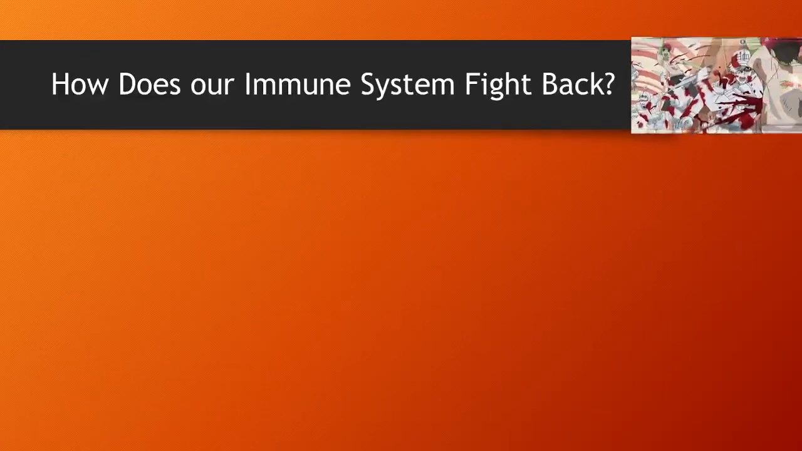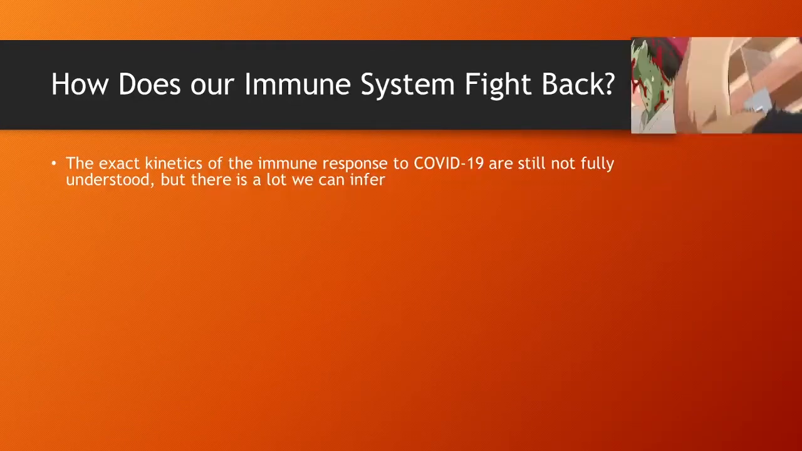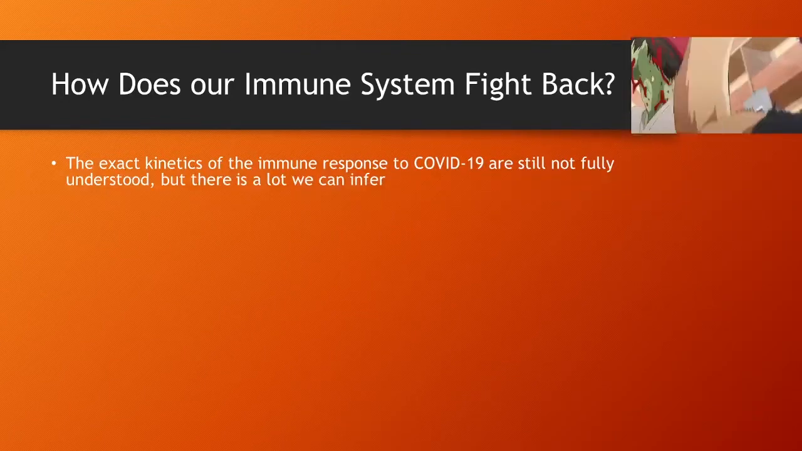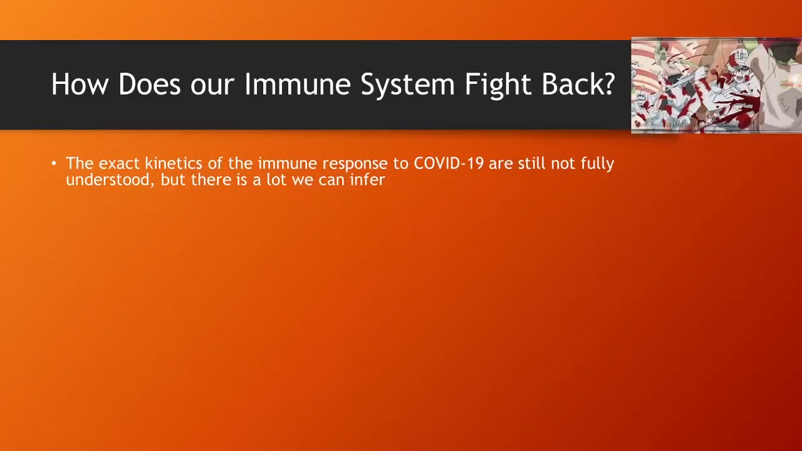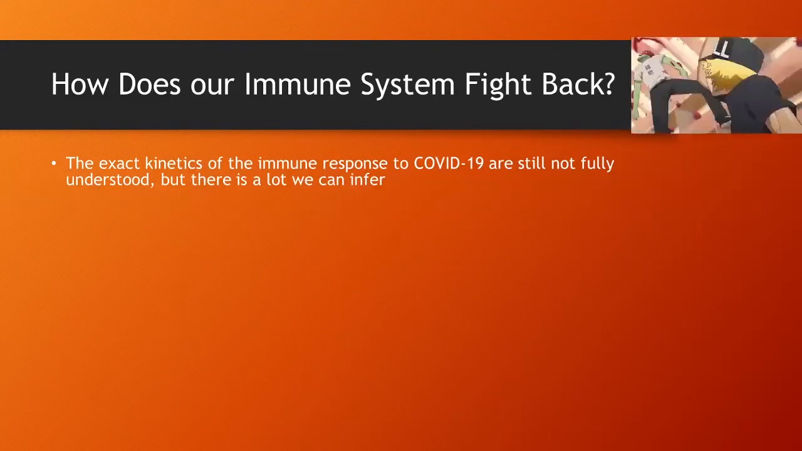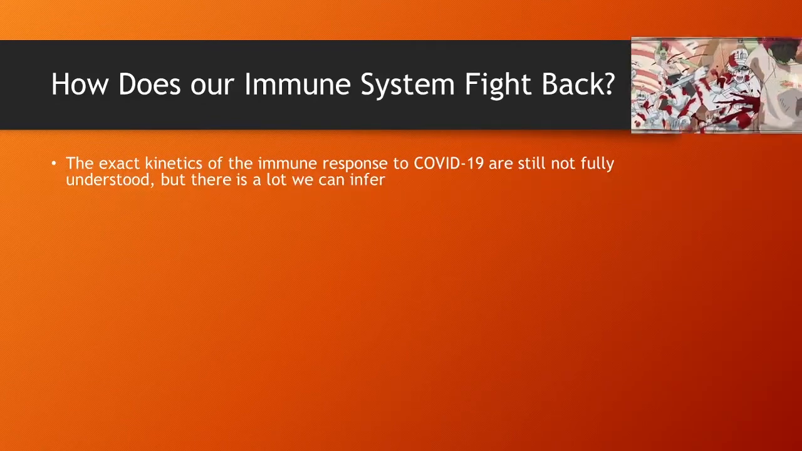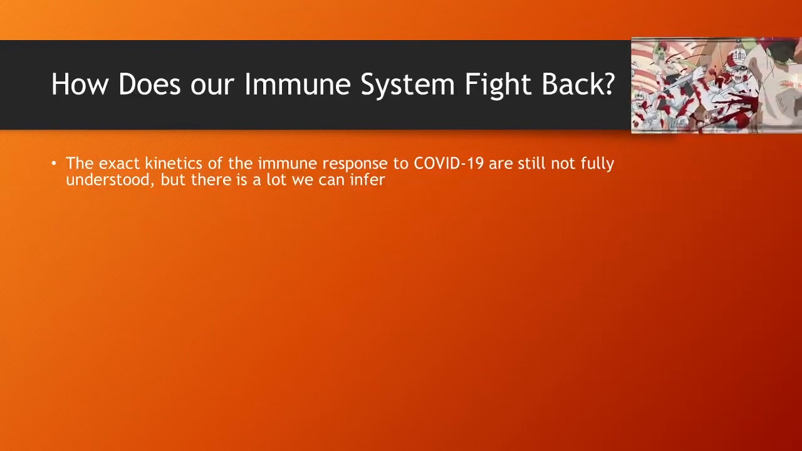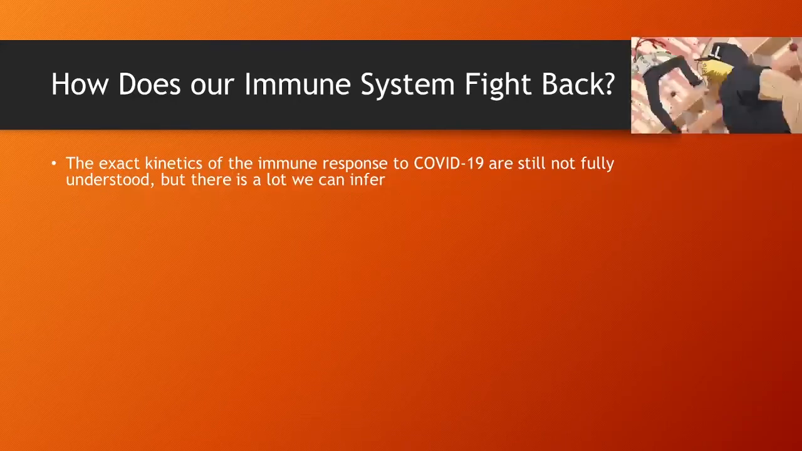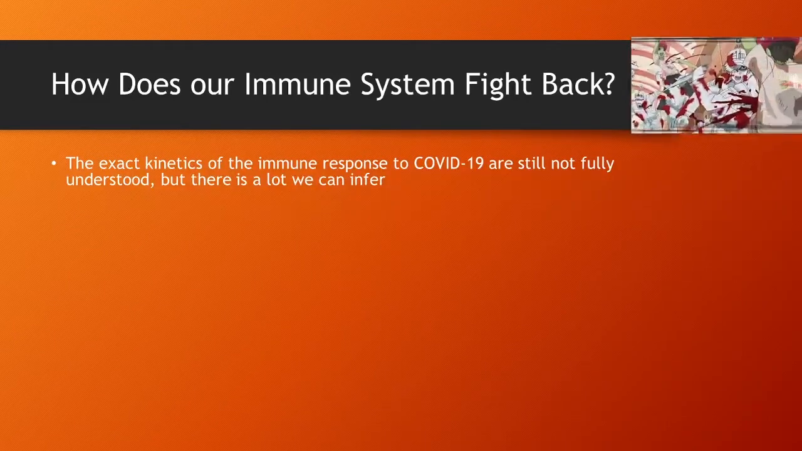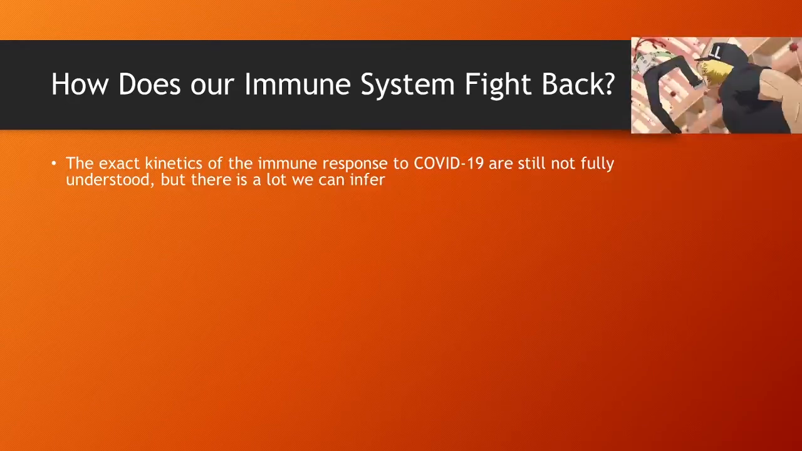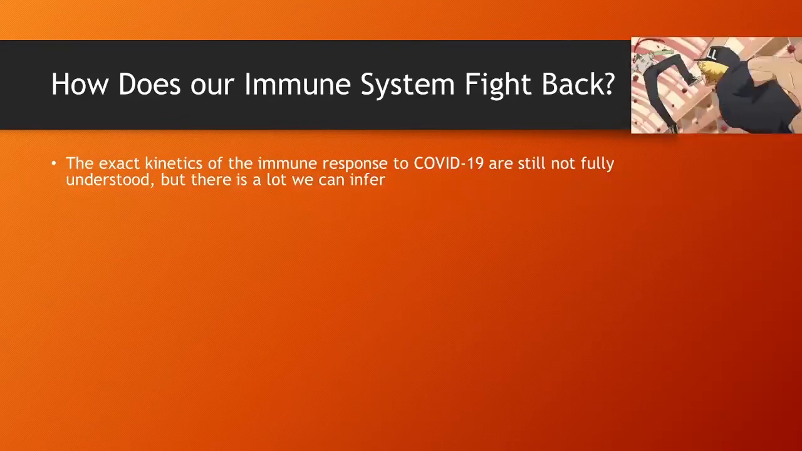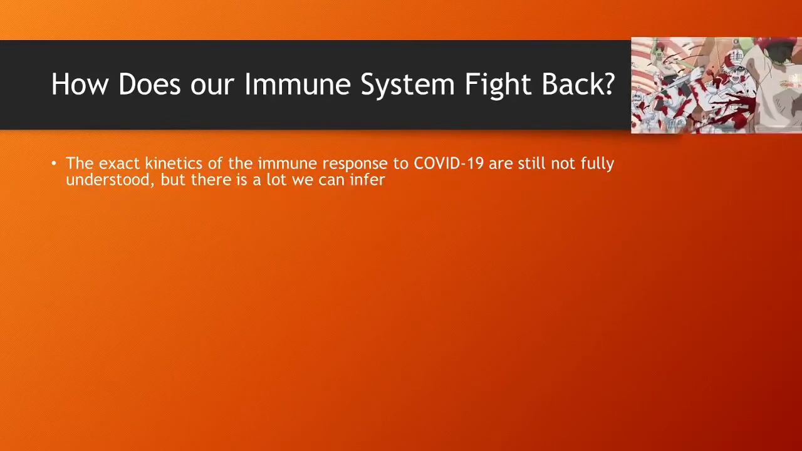All right, so how does our immune system fight back? So the exact kinetics of the immune response to COVID-19 are still not fully understood, but there's a lot that we can infer based on how our bodies and our immune systems have been shown to react to SARS-CoV, and also what we know about other coronaviruses, and in some cases just viruses in general. Some of the things that our immune system does is similar across all viruses. All right, so there is some stuff that we can infer. There's a little bit of data that's come through, but it's mostly anecdotal. So we're still not sure until there's more research to be done on that, but that may take a while.